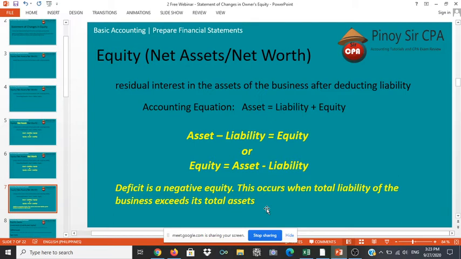Sir, possible po ba talaga yon? Magkaroon ng negative equity? Opo, possible yon. Tama? Okay, here's the thing. It is an advantage, of course, to set up a business and be the sole owner of it. Okay? Because once the business got a net income, 100% it will be yours. Sa'yo lang lahat 'yon, tama?